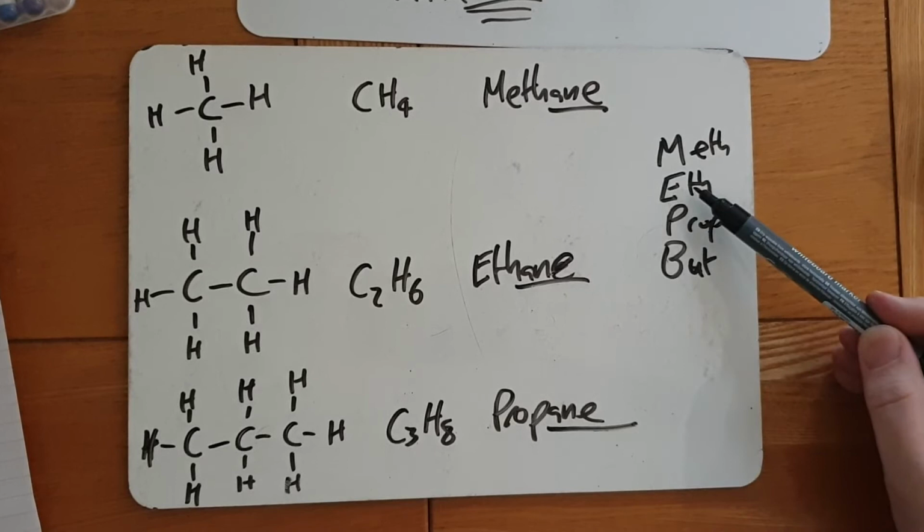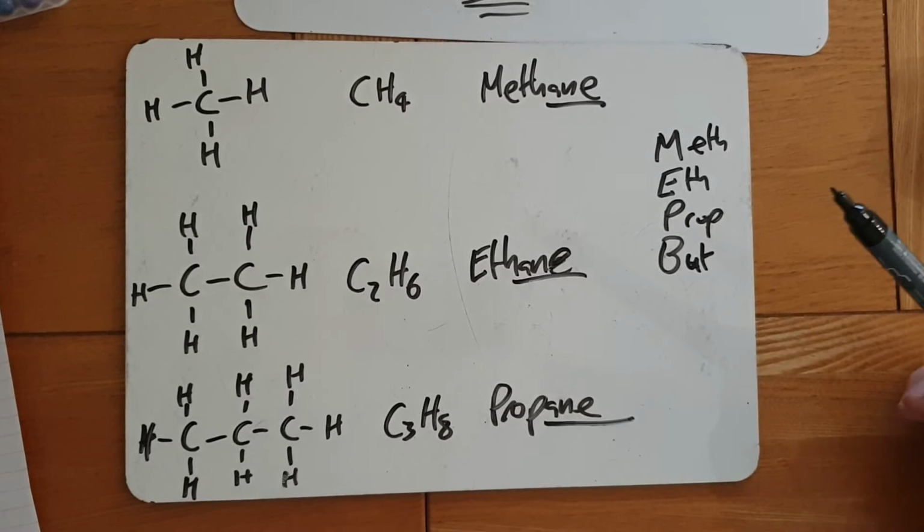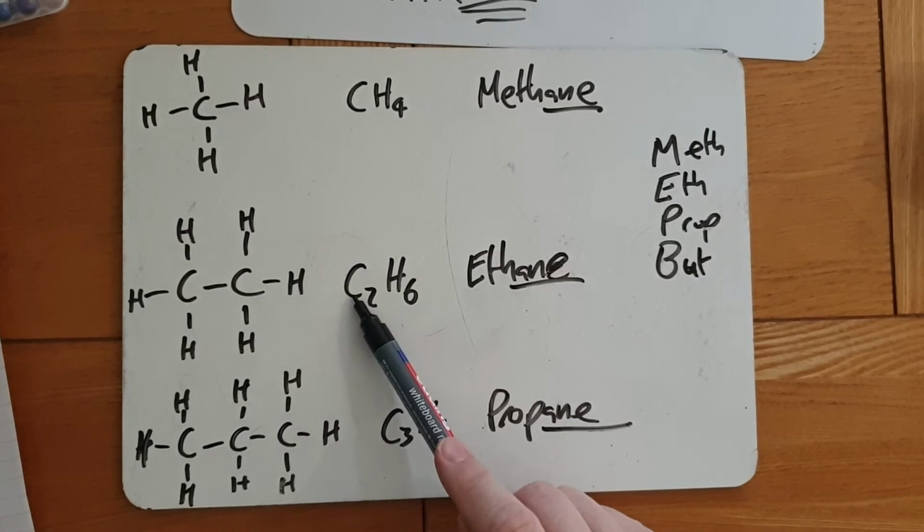So if I said ethanol, you know it's an alcohol, how many carbons has it got? So it's, oh, eth, it's got two carbons. Ethane has got two, ethanol has got two. Ethanoic acid has got two.